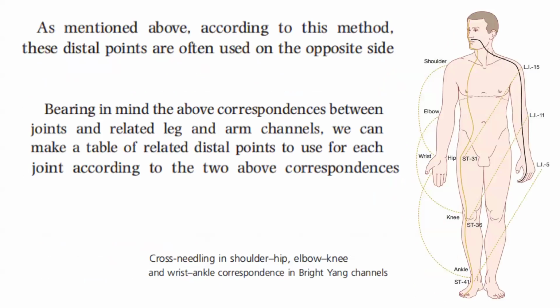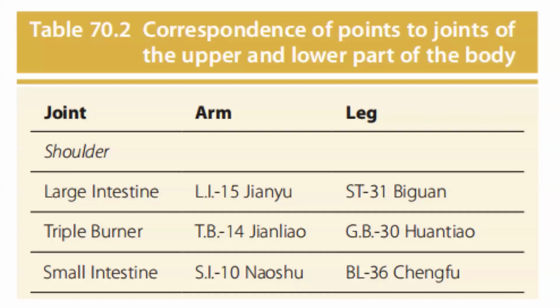As mentioned above, according to this method, these distal points are often used on the opposite side, bearing in mind the above correspondences between joints and the related leg and arm channels. We can make a table of related distal points to use for each joint according to the two above correspondences. As the table notes, correspondence of points to joints of the upper and lower parts of the body.